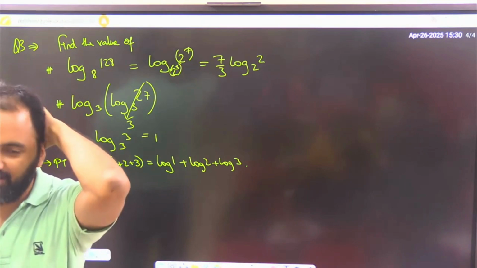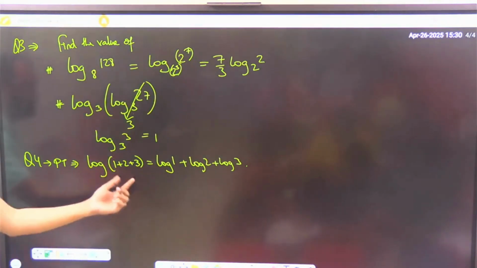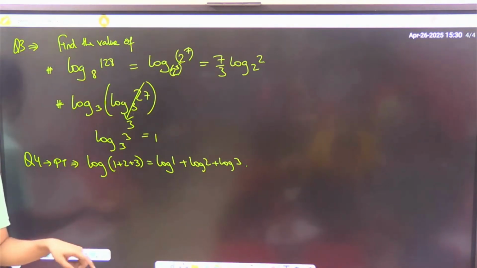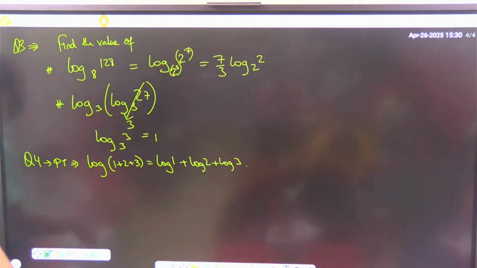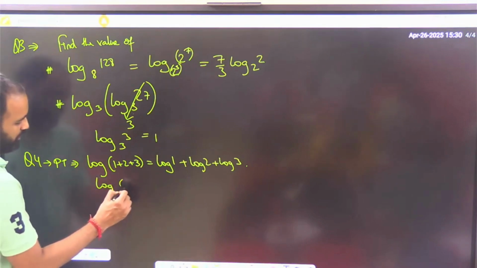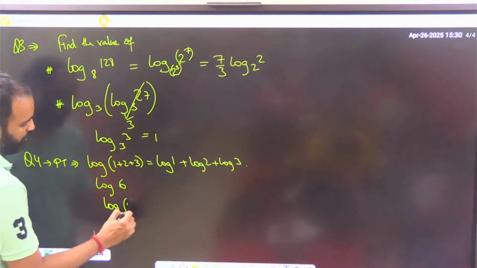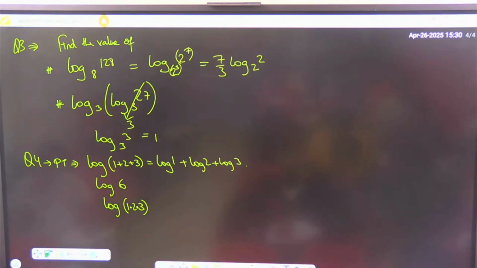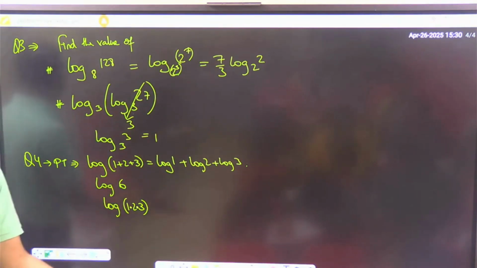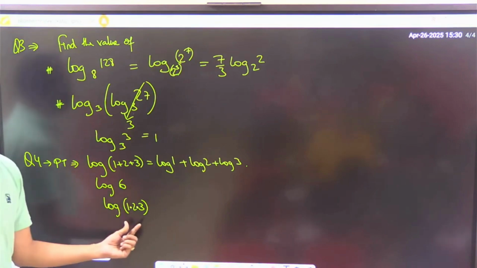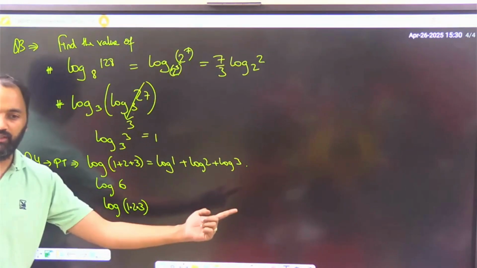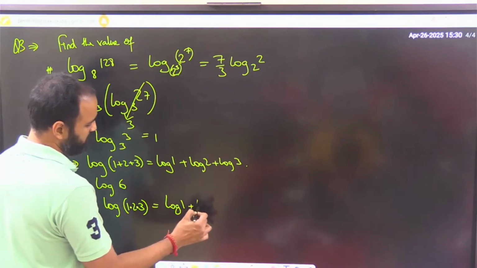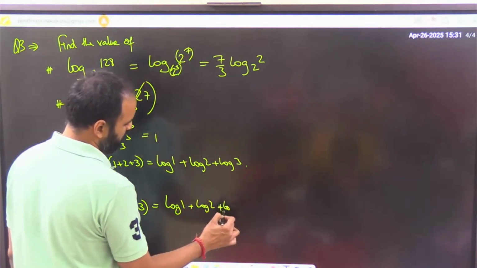Yes, exactly. The simple thing is, how much is 1 plus 2 plus 3? 6. So this is like log 6, but log 6 can also be written as log of 1 into 2 into 3. 1 into 2 into 3 is also 6. And now that we have it in the product form, what can we do? Split as a sum. This is log 1 plus log 2 plus log 3.